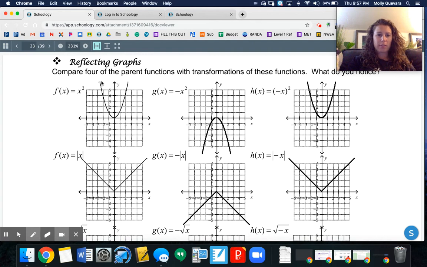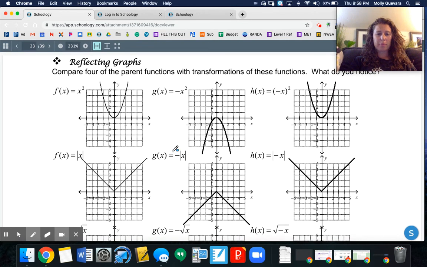Okay, so here's my parent function, x squared. We know it's a parabola, we know what that looks like. Here is the graph of x squared with a negative in front of it, so negative x squared, where the squared is just applying to the x, and then the negative is out front. Notice what it does, it's reflecting it, and now it's opening down. Then h of x is negative x squared, so now you're replacing your x with negative x, and it doesn't really look like anything has changed here.